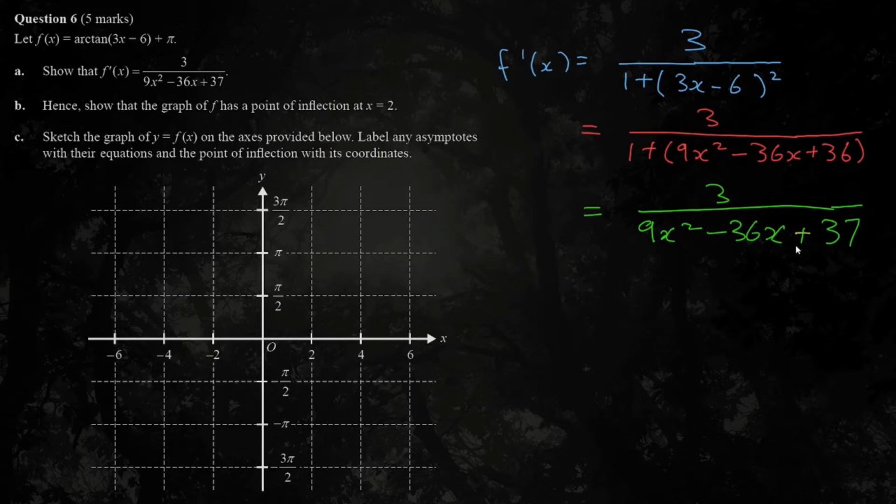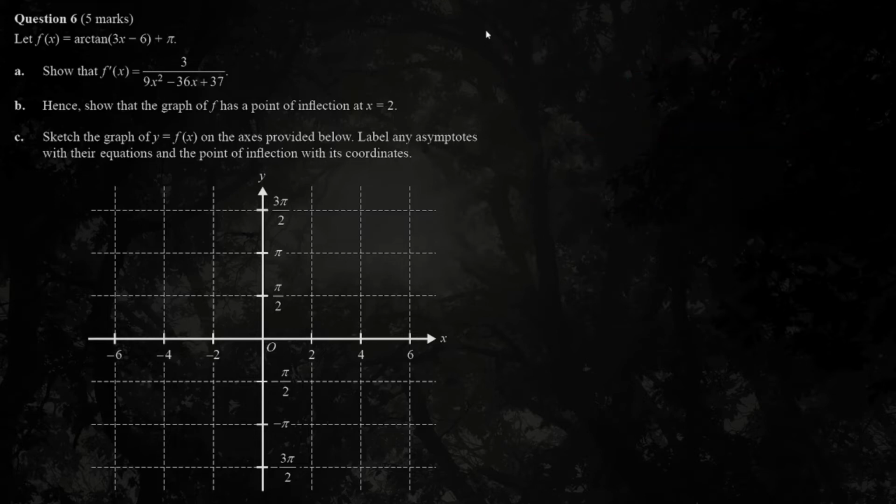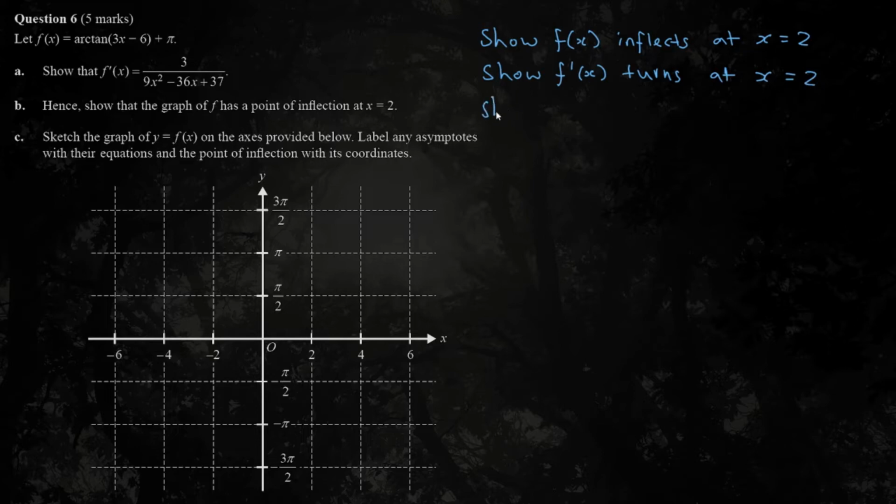So for part B, we're asked to show that the graph of f has a point of inflection at x equals 2. Okay, so we're trying to show that f of x inflects at x equals 2. And that's equivalent to showing that f dash of x turns at x equals 2. So that's obviously equivalent to showing that this giant expression that we worked out earlier turns at that point. So here's the bit where we get a little bit clever.